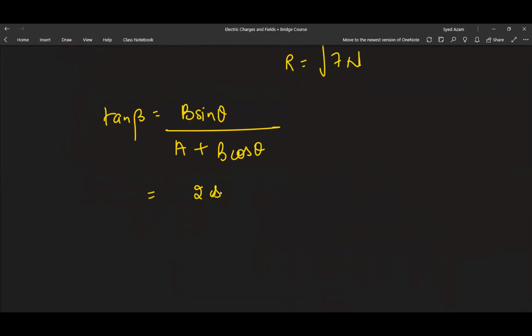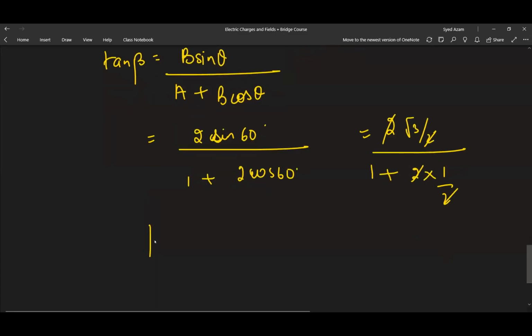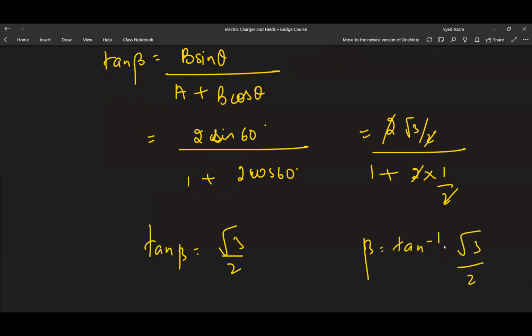B is 2. This is 2 sine 60 degree by 1 plus 2 cos 60 degree. So we know 2 sine 60 degree is root 3. 1 plus 2 into cos 60 degree is 2. This half gets cancelled, this 2 gets cancelled. So what are we left with? Root 3 by 2. Yes, root 3 by 2. So we can say beta is tan inverse root 3 by 2. Got it? Yes, ma'am. Understood.